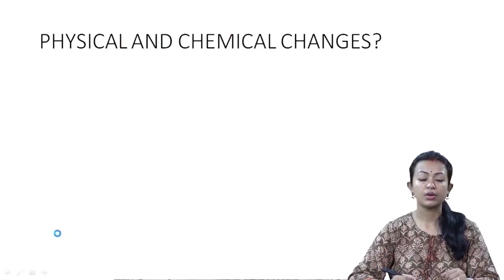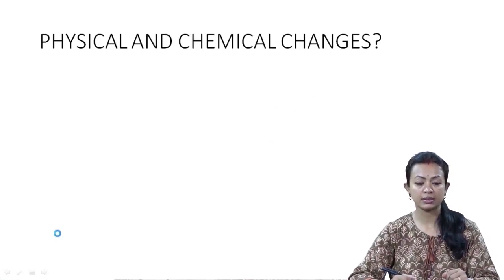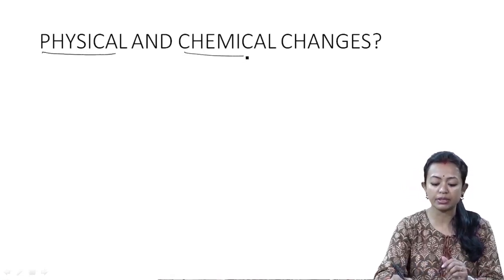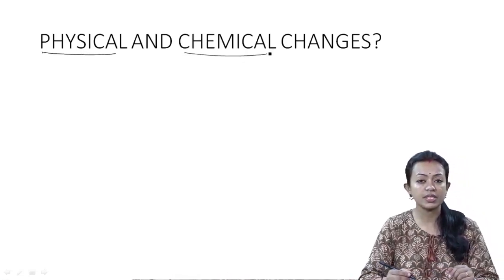Alright children, so far we had learned about mixtures, types of mixtures and their separation techniques. Now we will carry forward the learning of substances. Whenever we see changes happening in and around us, we classify them basically as physical change and chemical change. Now what is physical change?